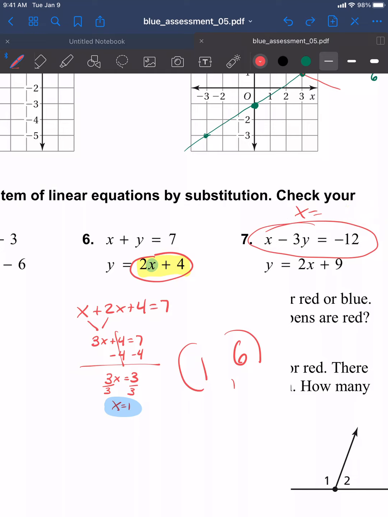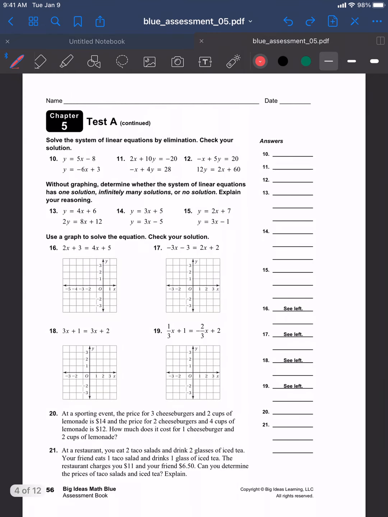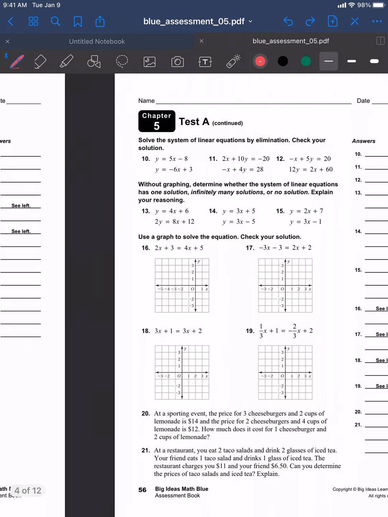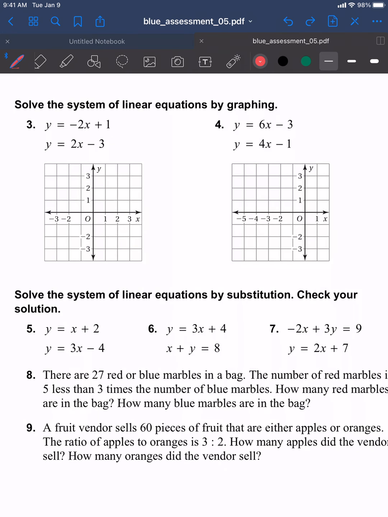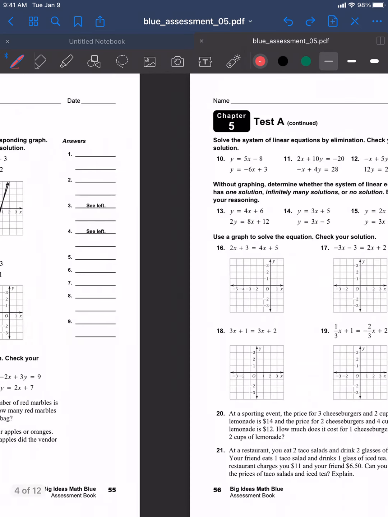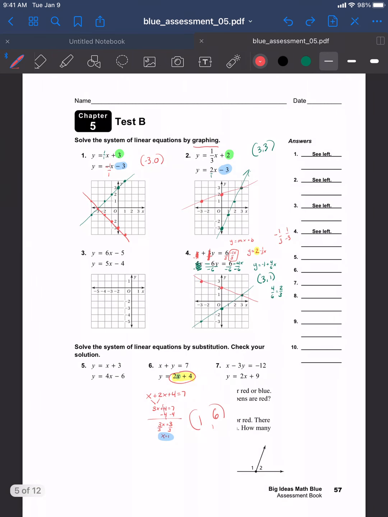Now, they were super kind to you. I'm going to go take a little sneak peek at your actual test and see if they're equally as kind. Okay? Let me see. That's elimination. Here's substitution. Look at that. 5, 6, and 7 on the actual test, they gave you each at least one equation that had a variable by itself. That's very nice. So no worries. How do you guys feel about substitution?